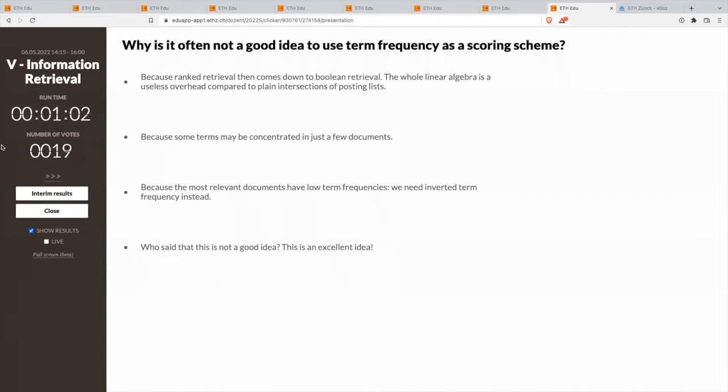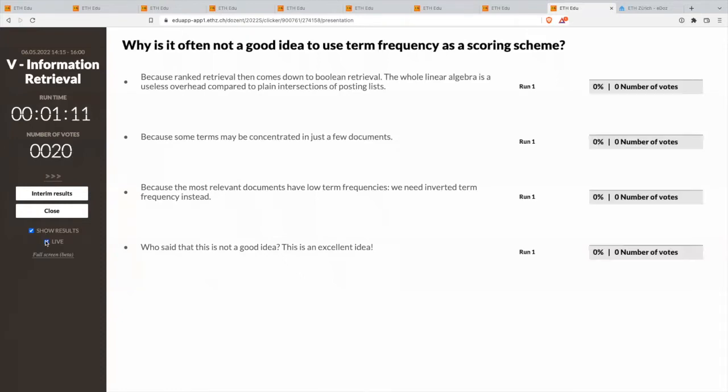All right, answers are coming in. Let's take a look. So we have a majority, and the majority says because some terms may be concentrated in just a few documents. And is that the correct answer? Yes, it is absolutely the correct answer. The rest is just made up.